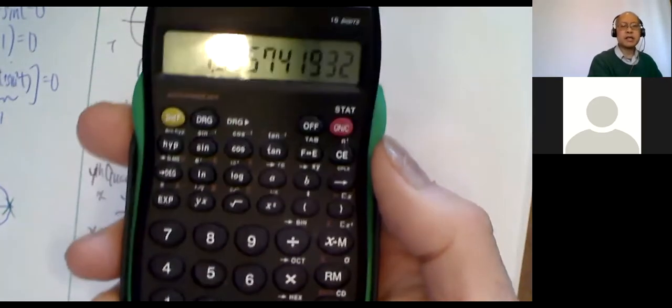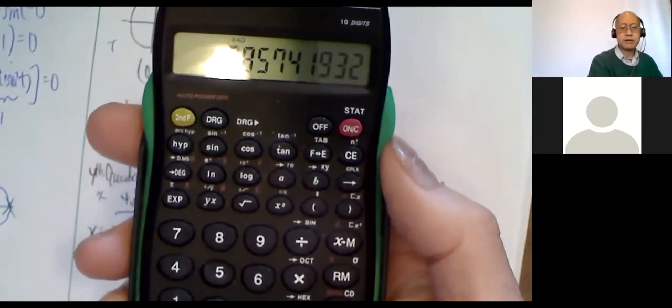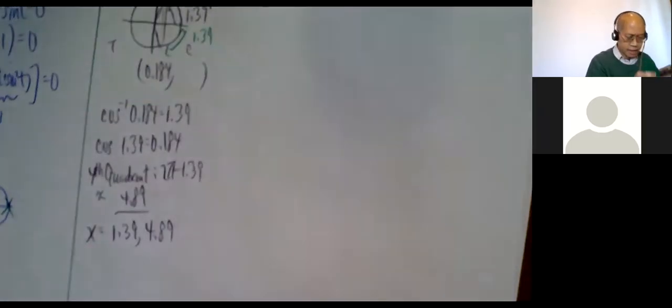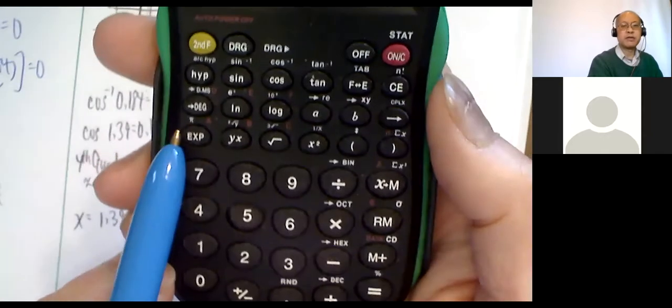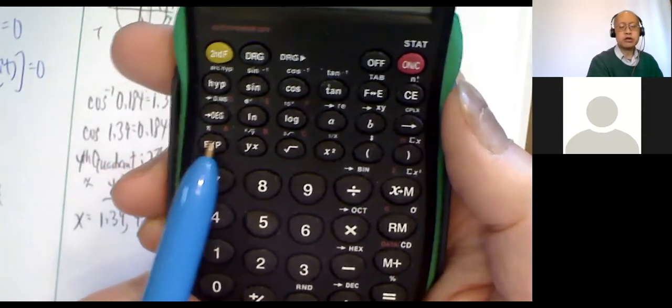And this calculator doesn't give me a pi button. Or I take it back, there is a pi button. You see it over here, it's above this. Okay, but if you didn't, use pi as 3.14.